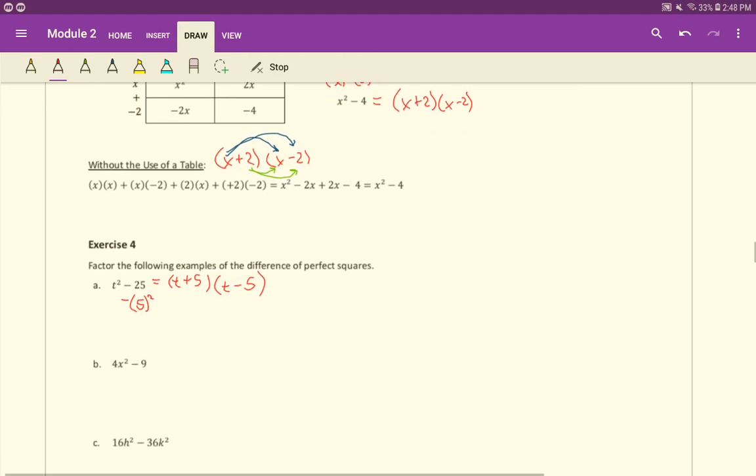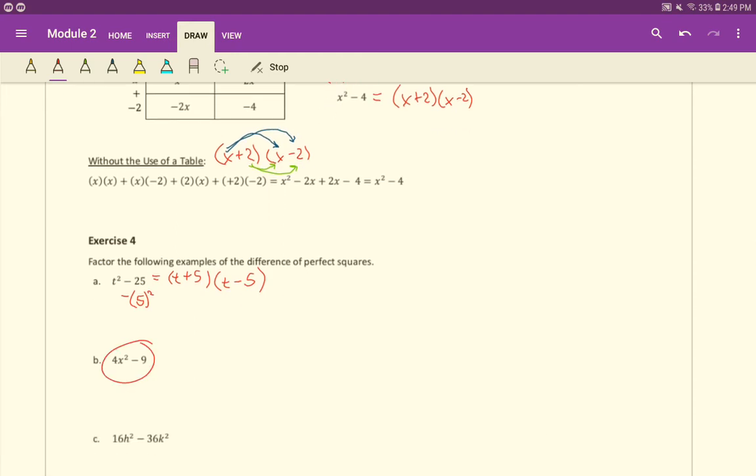Okay. So let's try this one. Okay. Are these even perfect squares? Right? So again, t squared was a perfect square. It's just t squared up here. 25 was a perfect square. It's just 5 squared. Right? But what about down here? Let's hold off on this one maybe for right now.